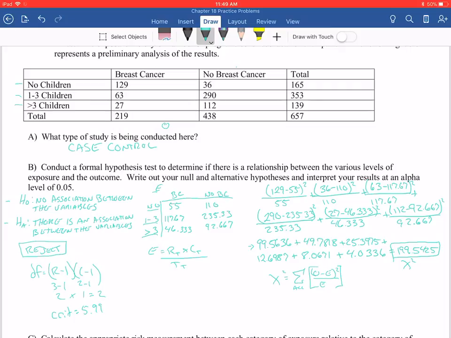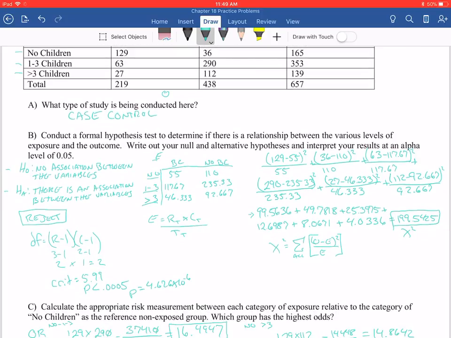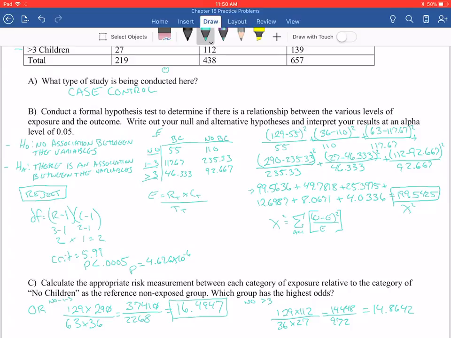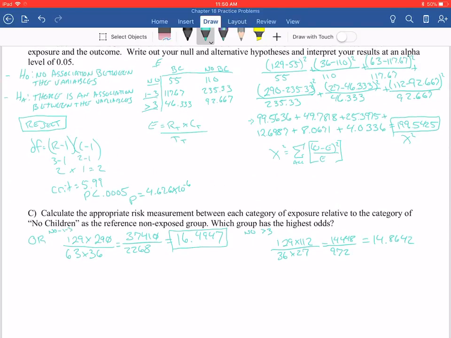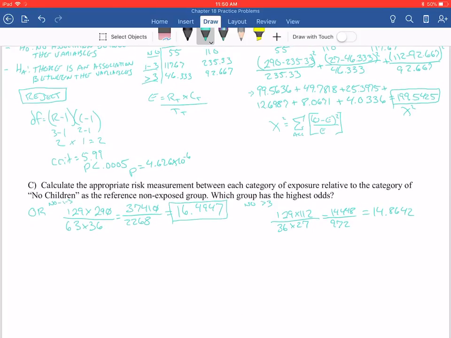Our chi-square value is greater than 5.99, so we reject the null hypothesis. Our actual p-value is quite a bit lower. If you were to keep going, you'll see that it's less than 0.0005 according to the book. So you could say the p-value is less than 0.0005. The actual p-value is p equals 4.676 times 10 to the negative 6, I believe. So we reject the null hypothesis, basically stating that there is an association between the variables.